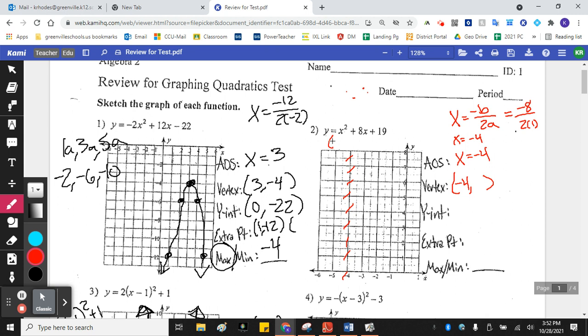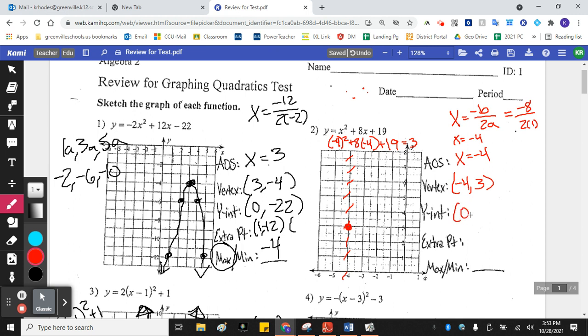So I'm plugging in negative 4. Negative 4 squared plus 8 times negative 4 plus 19. I'm not going to waste your time. I'm just going to throw it into a calculator. I get 3 when you plug in negative 4. You get 3. Negative 4, 3.